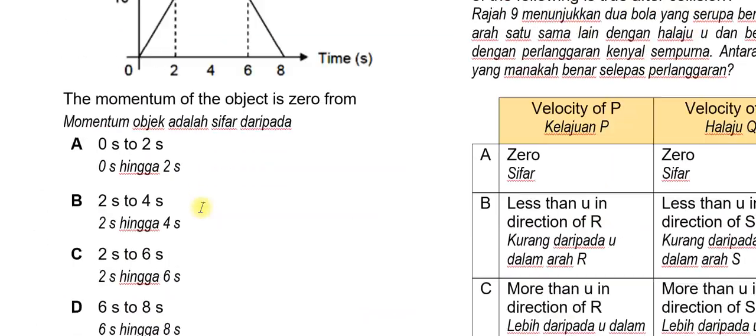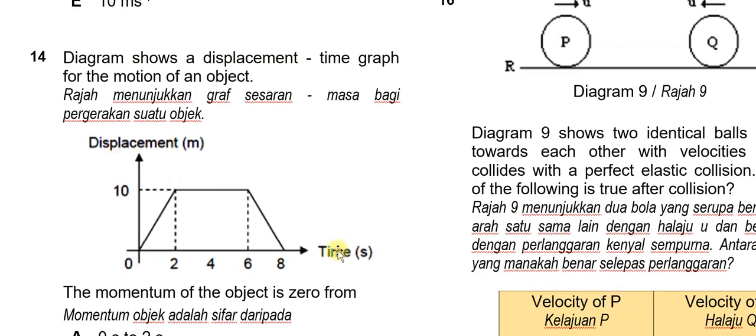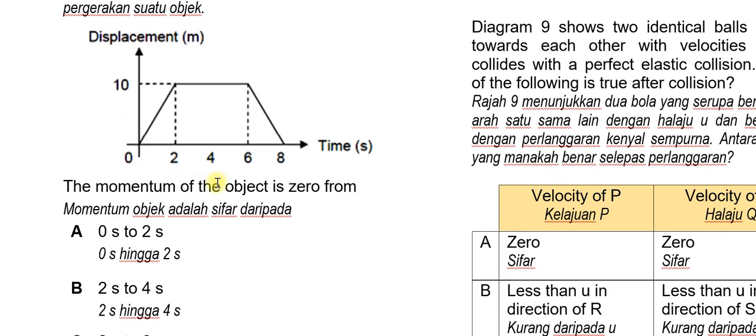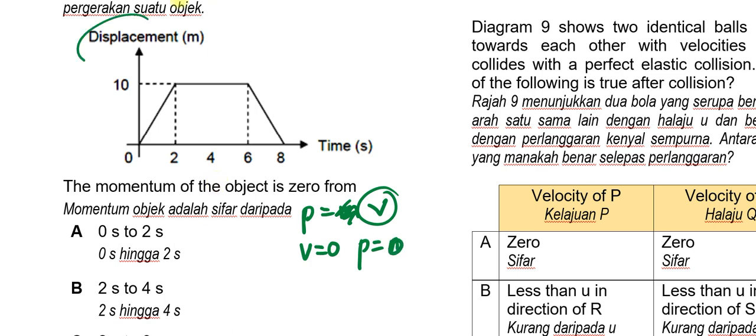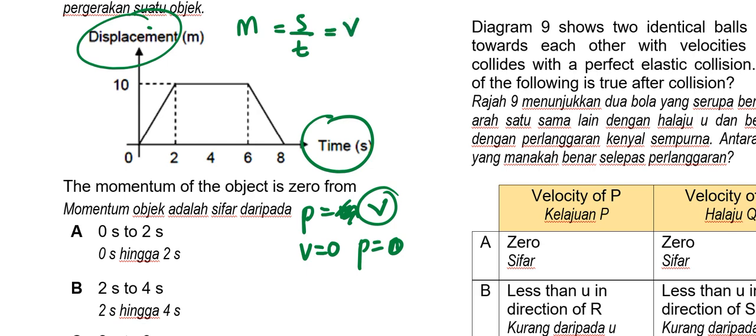Diagram 14 show a displacement time graph. See different question, something different. Okay, dia bagi displacement time graph tapi dia cakap momentum. So the total momentum of the object is 0. When the momentum can be 0, P is equal to mv. So the mass cannot be 0. When the velocity becomes 0, momentum 0. So cari di mana velocity is 0. Displacement time graph. So gradient bagi displacement time graph is displacement divided by time, which is velocity.